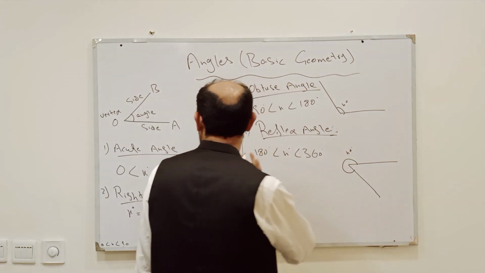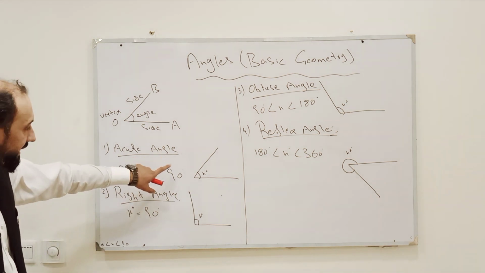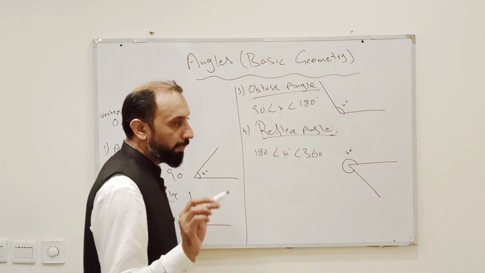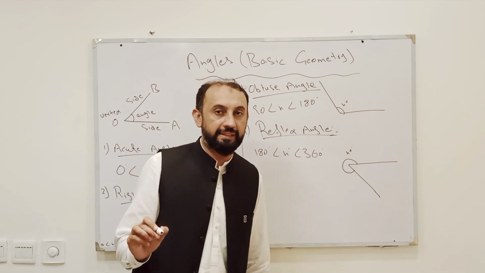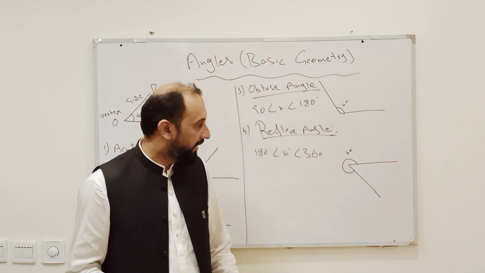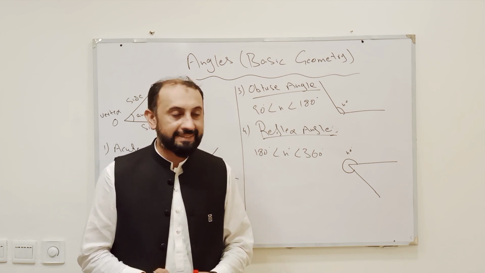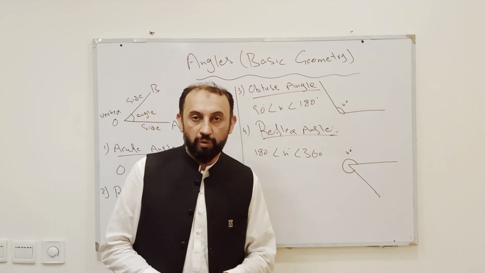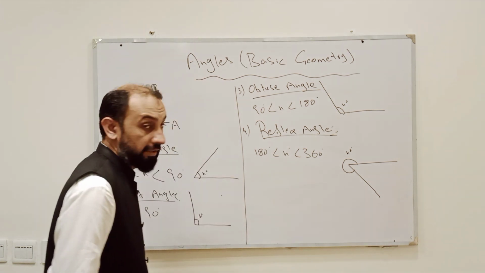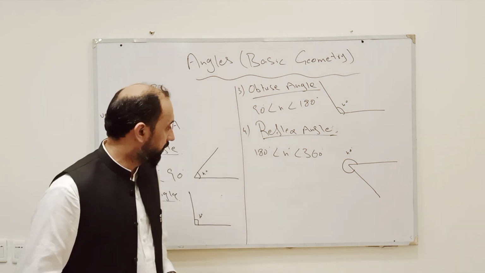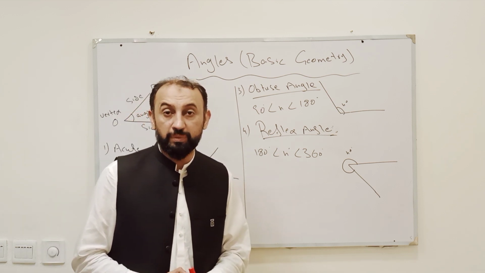So now we have discussed the acute angle, less than 90. Right angle is equal to 90, obtuse is greater than 90 but less than 180, and reflex angle is greater than 180 but less than 360. Okay, and the straight line is 180 degrees. Now the vertically opposite angle.